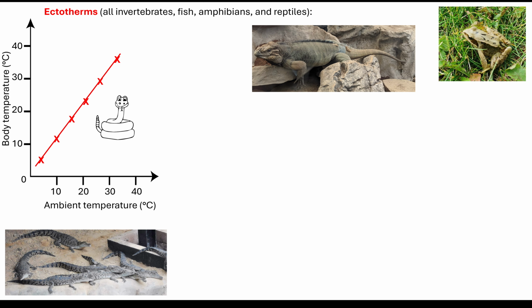So we need to know the difference between an ectotherm and an endotherm. So an ectotherm is all the different organisms like invertebrates, fish, amphibians, reptiles, and they use their surroundings to warm their body up. And that's because their body temperature is actually dependent on that environment. So if the ambient temperature around them is 10 degrees C, their body temperature will be close to 10 degrees C. So as the ambient temperature increases, so does their body temperature.